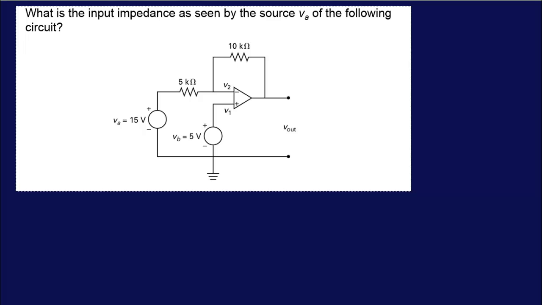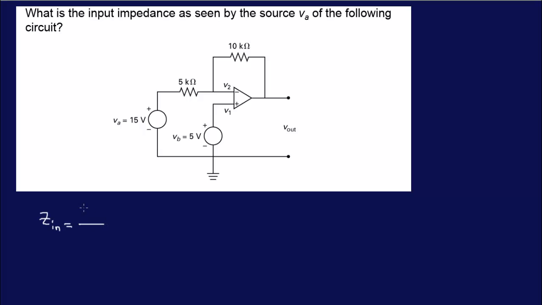Here is another example of an OpAmp circuit. What is the input impedance as seen by the source VA of the following circuit? Okay, so input impedance, let's call that Zin, is following the standard Ohm's law.